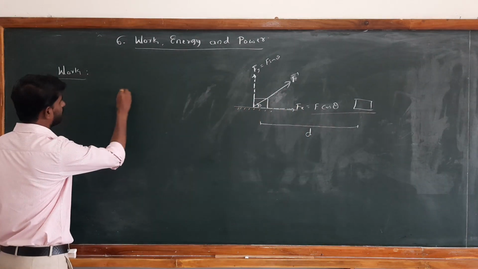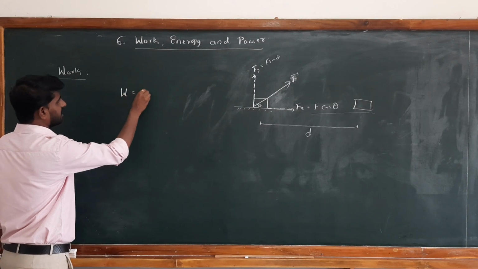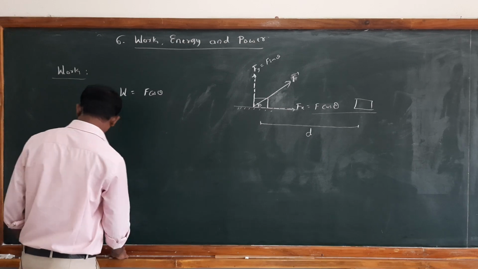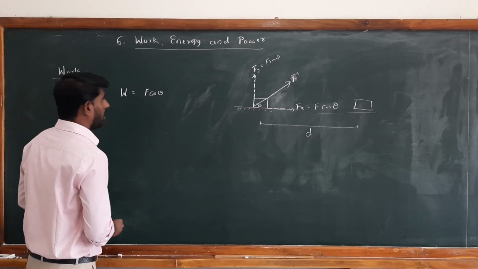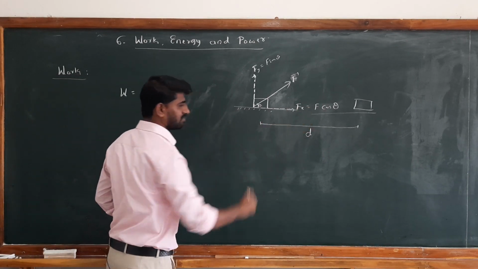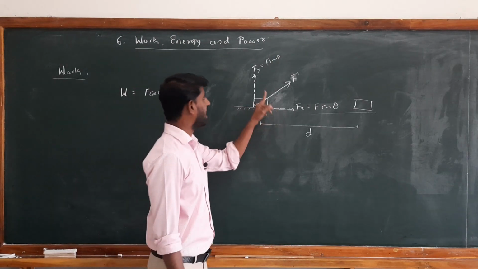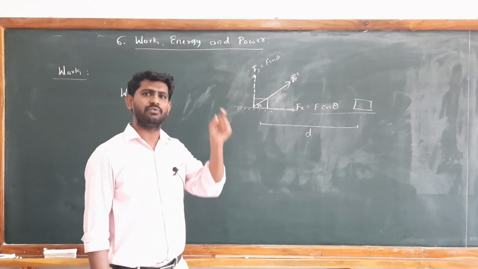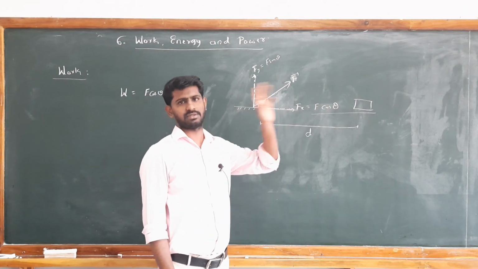Then work done is the product of the component of the force along the direction of displacement. There are two components, Fx and Fy. Which component should I take? I should take the component which is in the direction of the displacement.